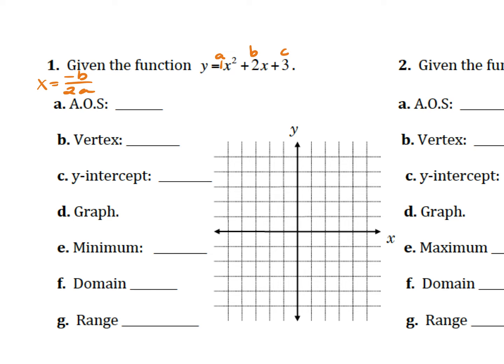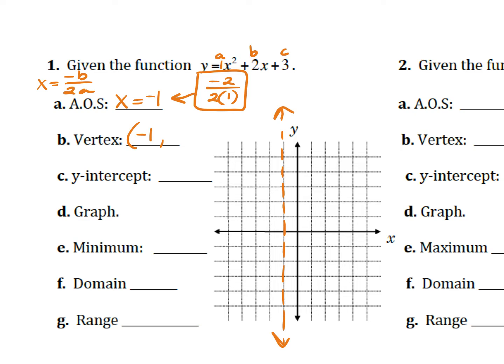So if I'm doing negative b, that's a negative 2 over 2 times what? What's your a value? 1, okay? That means my axis of symmetry is x equals, what does that simplify to? Negative 1, right? So you get x equals negative 1. That's where this number comes from. Okay, so graph that. X equals negative 1 is a vertical line at negative 1. That means my vertex has an x value of negative 1.